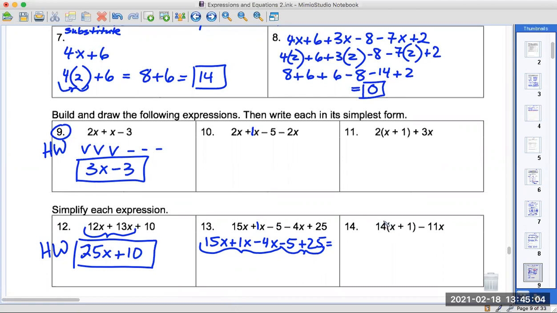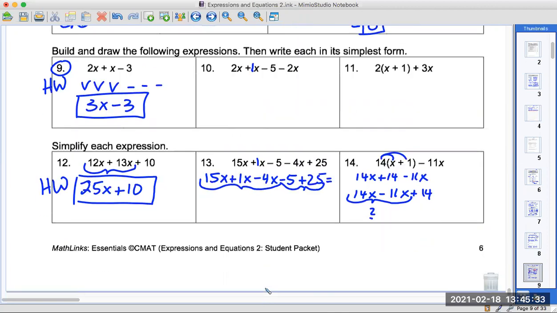And here you can distribute. Let's see if you can figure that one out. 14 x's plus 14 ones is 14 minus 11x. So 14x minus 11x, and then plus 14. So how many x's do we have? Okay, finish that up. This is page 6.